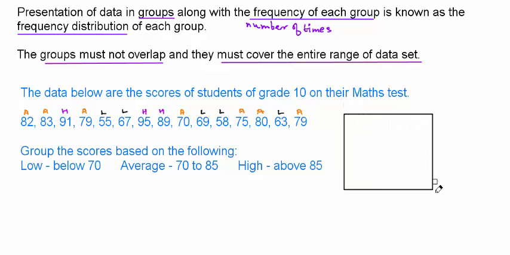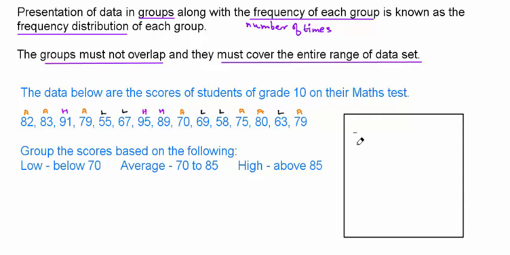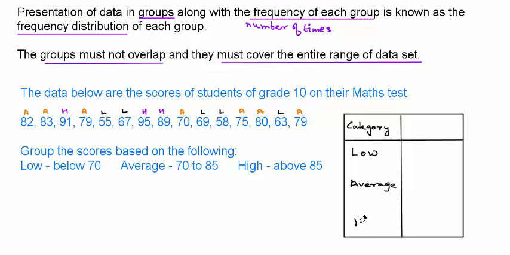So we need to come up with a chart over here, and on the left we are going to have the category low, average or high, and on the right we are going to have the frequency. So let me write down the category. We have a low, we have an average, and we have a high. And on the frequency side, the number of times you find a low, an average or a high score on this list.